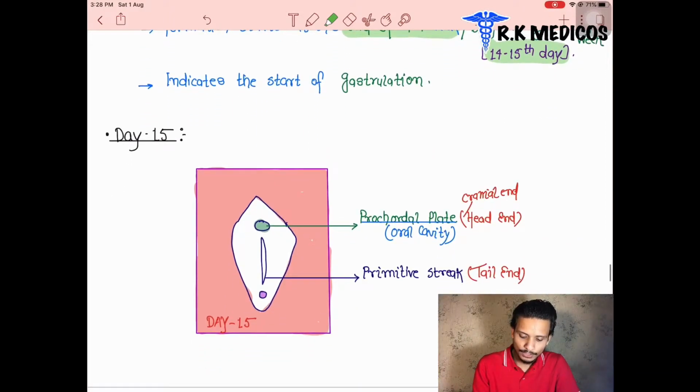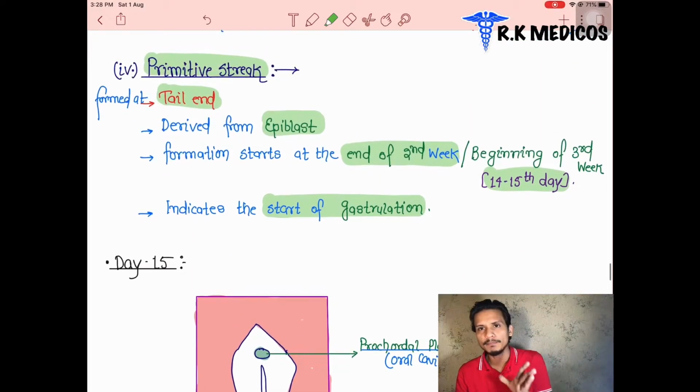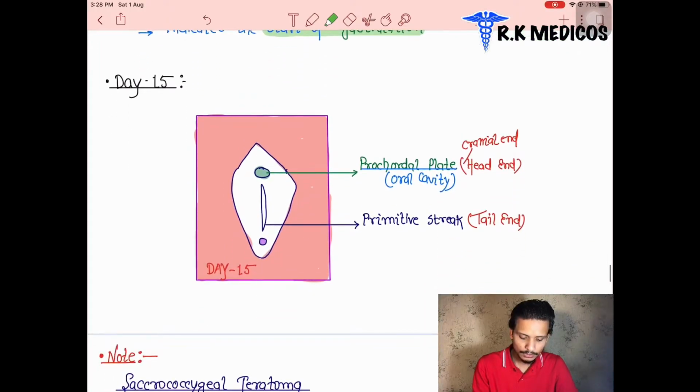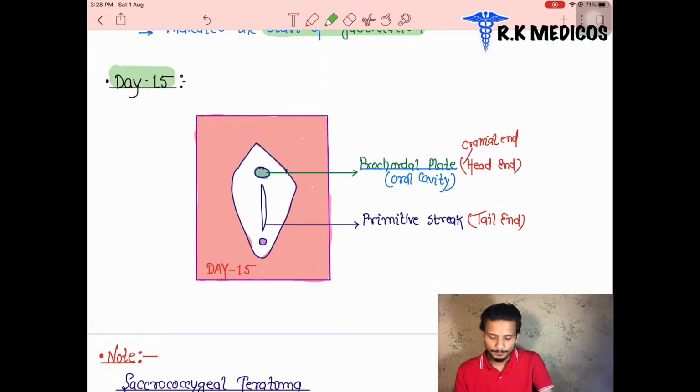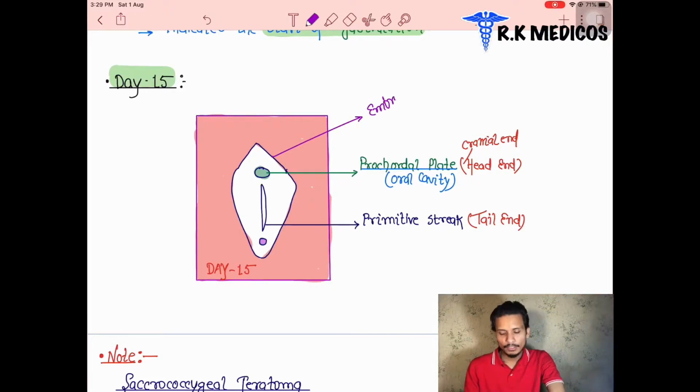I already told you, the beginning of formation of the primitive streak from the epiblast cells is the sign of the gastrulation which begins in the embryo. So we can see what happened on the 15th day. The primitive streak is formed. Yeah, we can see there are two terms. Suppose that this is the embryo here. What happened to this embryo?